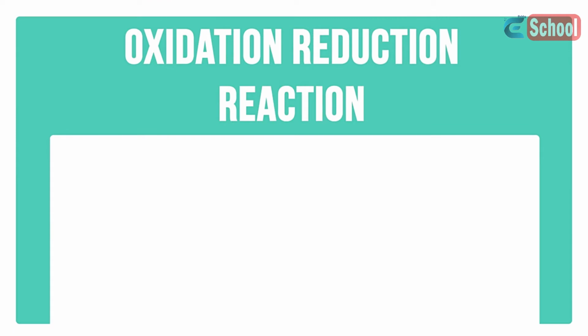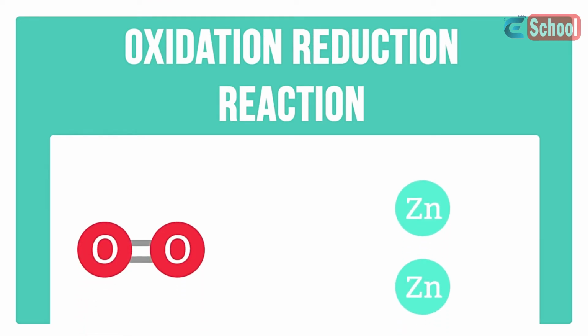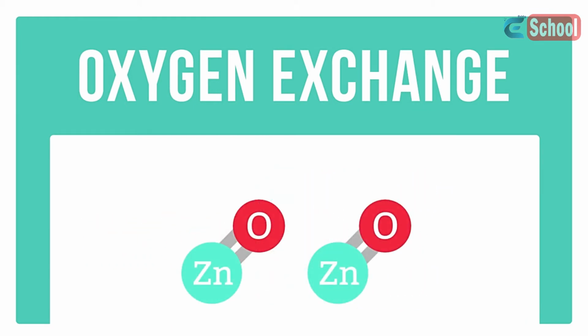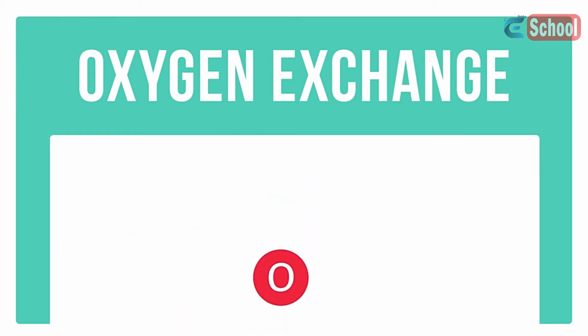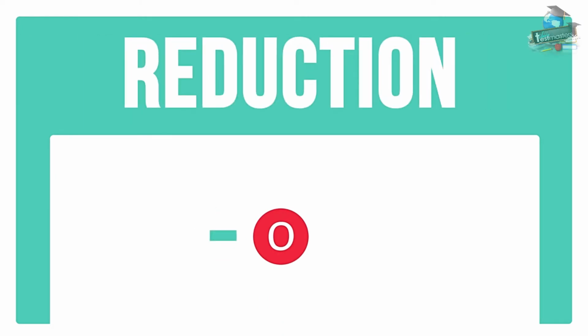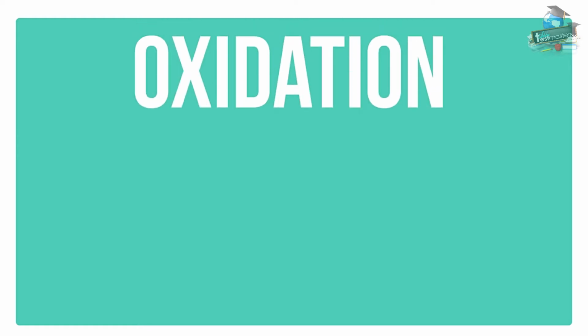In this first video of our two-part series on oxidation-reduction reactions, we are going to learn about oxygen exchange in oxidation-reduction reactions. In a chemical reaction, oxidation is oxygen gain and reduction is oxygen loss. First, let's look at oxidation. A good example of oxidation is a combustion reaction.